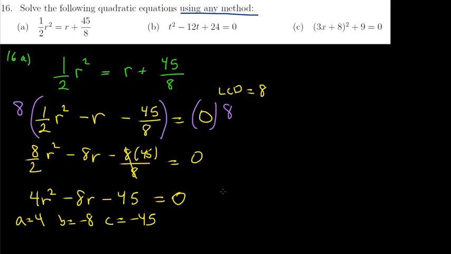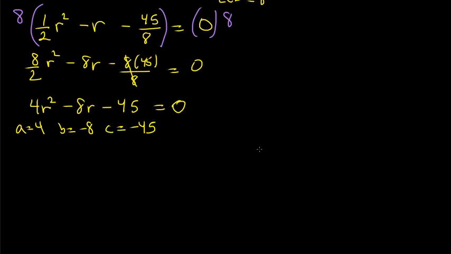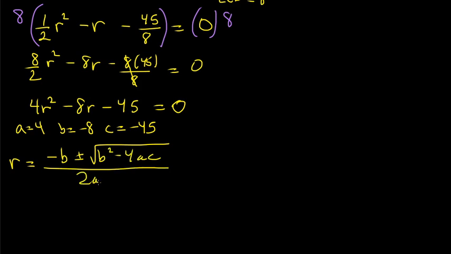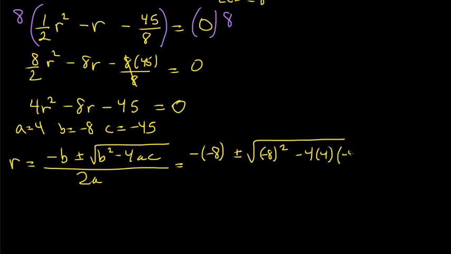So how about the quadratic formula again? Now we can easily plug this into the quadratic formula. R equals negative B plus or minus the square root of b squared minus 4ac all over 2a. So here b is negative 8, so it's going to be a positive 8 plus or minus the square root of, let's see, negative 8 squared minus 4 times a is 4 times c, which is negative 45, all over 2 times 4.